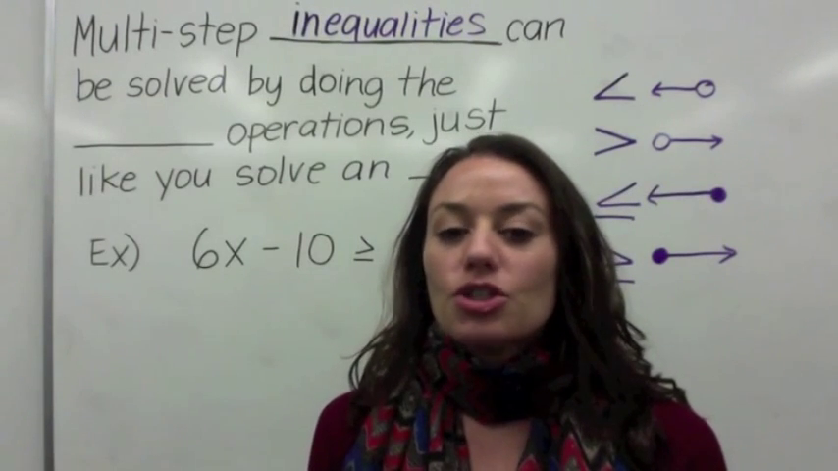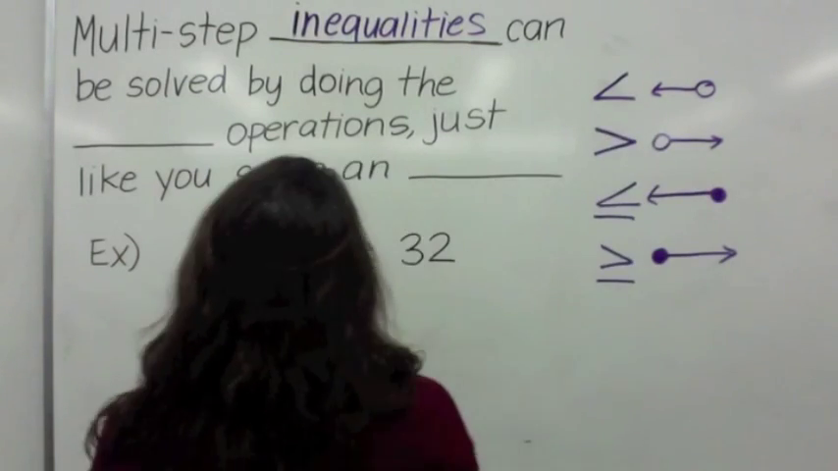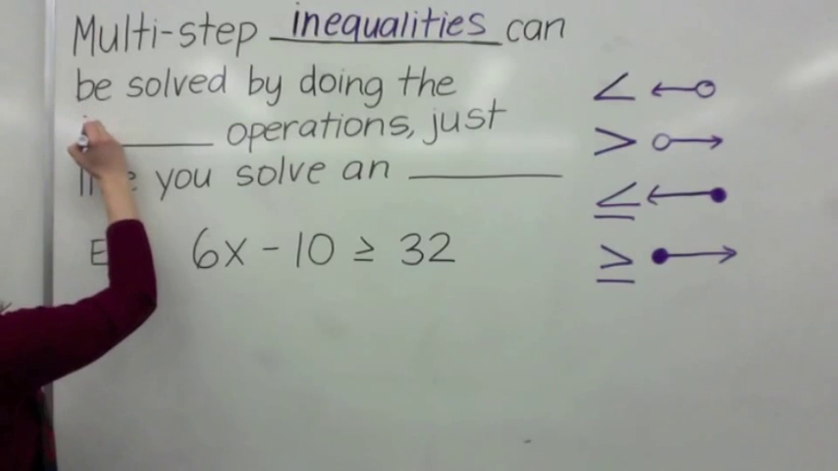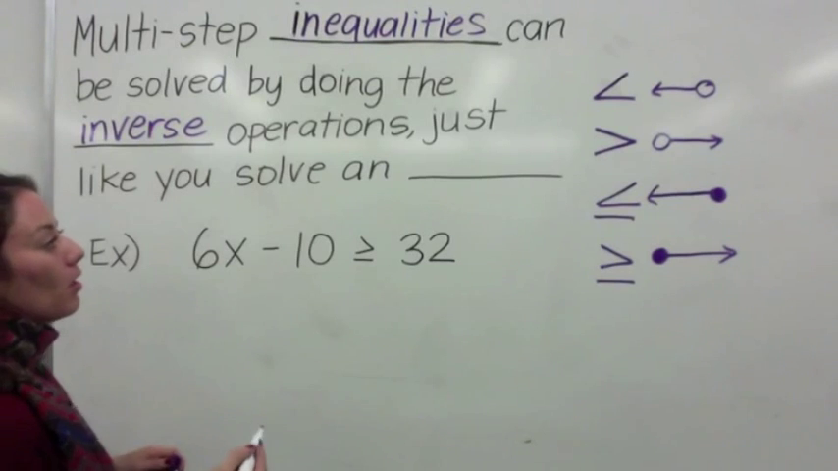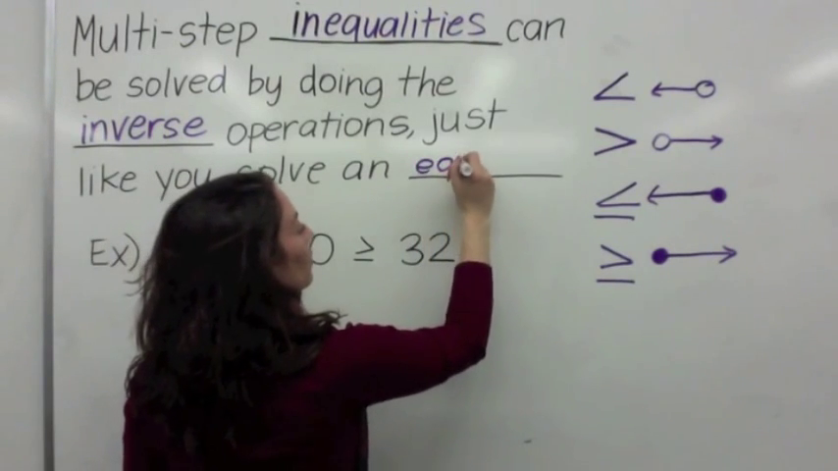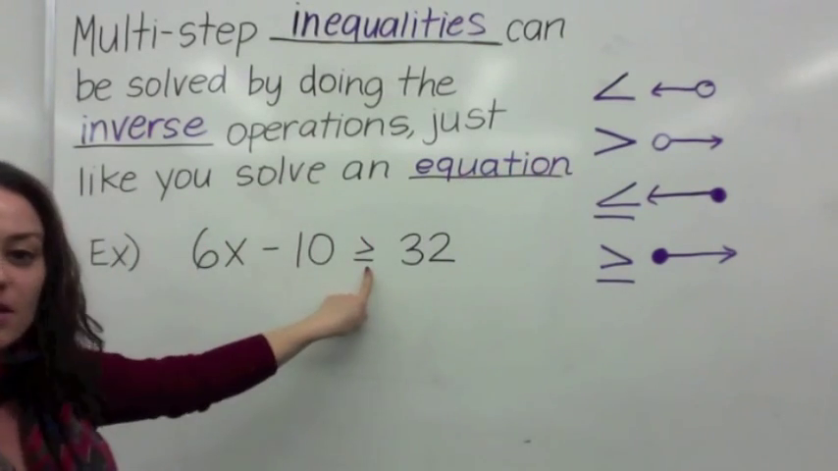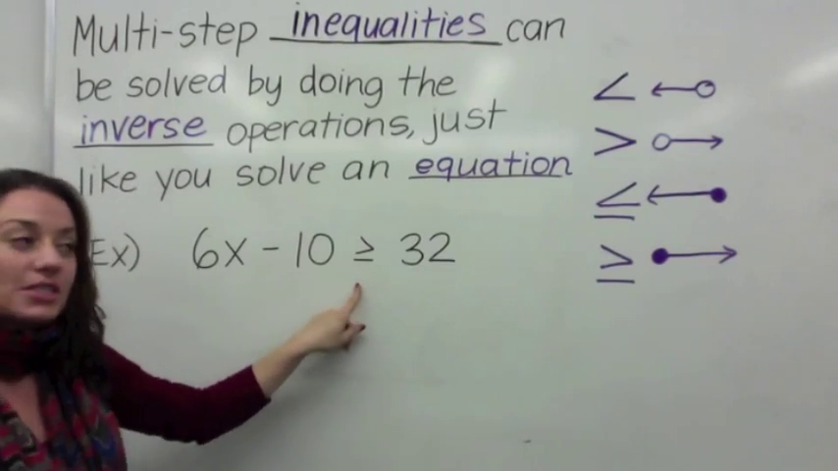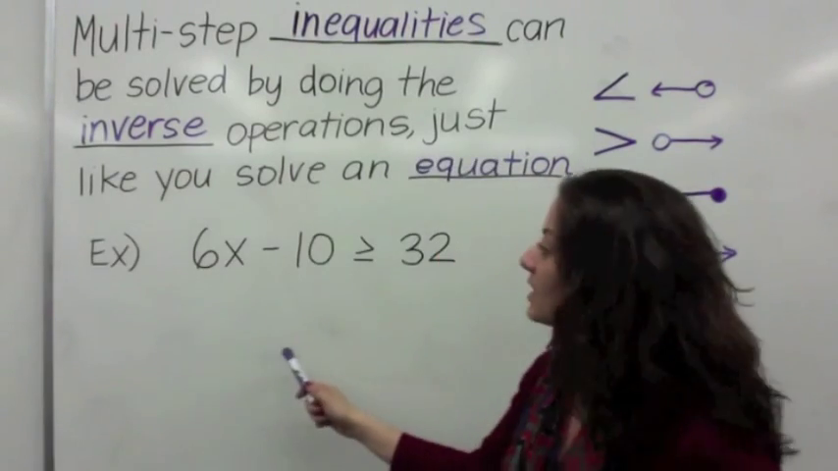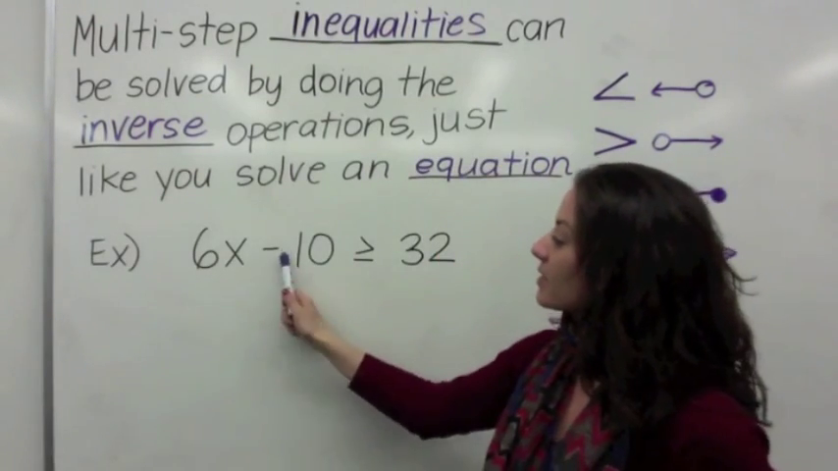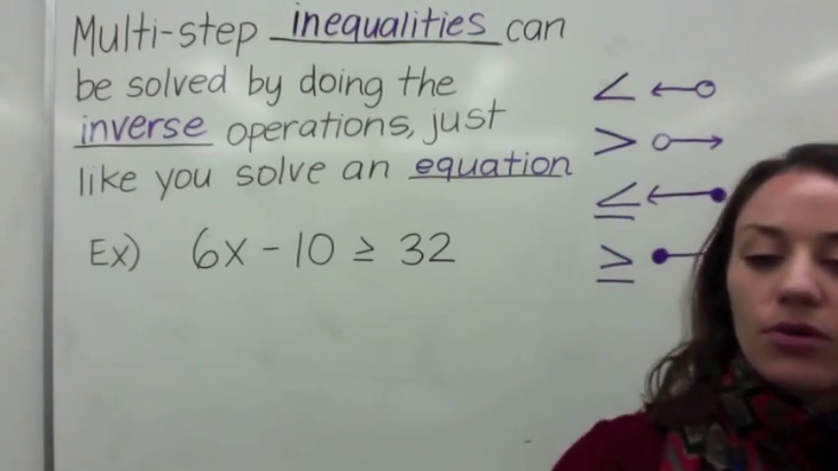Now we're going to do inequalities, but there's going to be more than one step. These can be solved by doing the inverse operations, just like you solve an equation. You go about solving it the same way as if there was an equal sign in the middle, but instead there is an inequality, which suggests that the two quantities may or may not be equal to one another. So let's take a look at this example: 6x minus 10 is greater than or equal to 32.